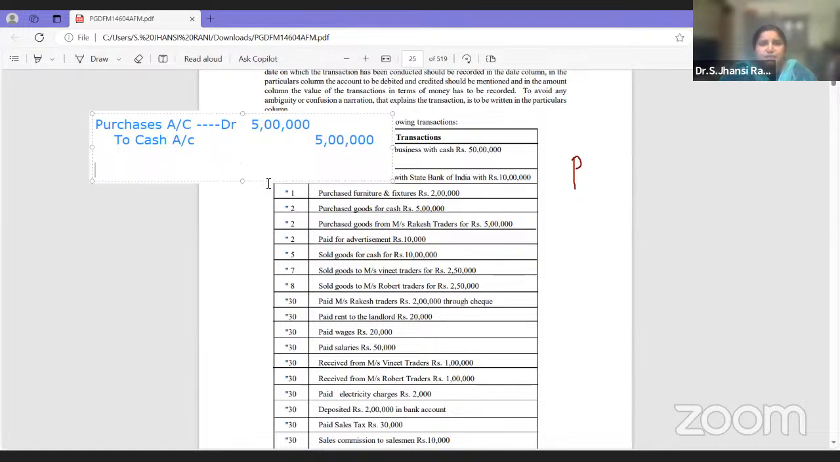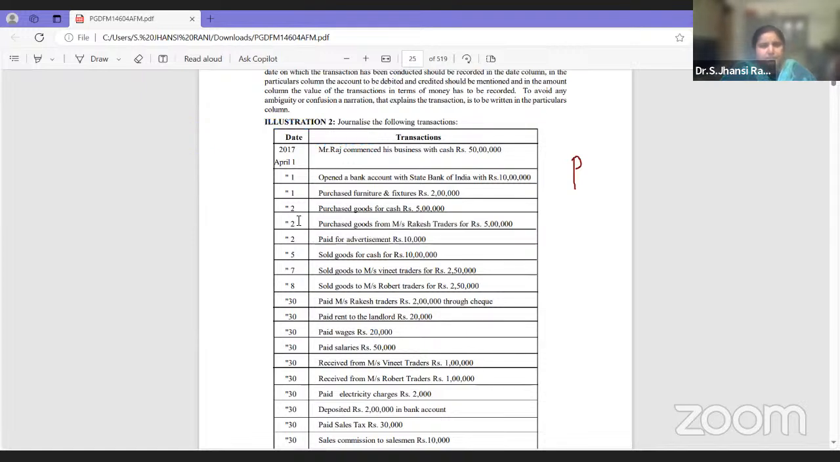Now, look at the next one. Purchased goods from Rakesh Traders for rupees 5 lakhs. So what we are doing? You have to remember one thing. If you look at the earlier entry, purchased goods for cash is given. When cash is given, we are doing cash purchases. It means I am taking from the supplier, I am purchasing the goods, I am paying the cash immediately.